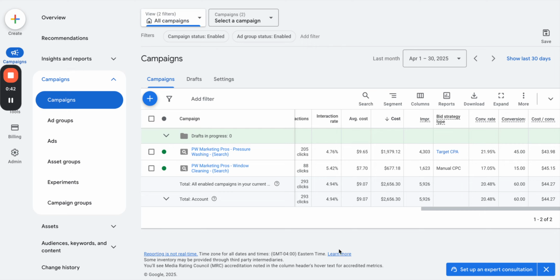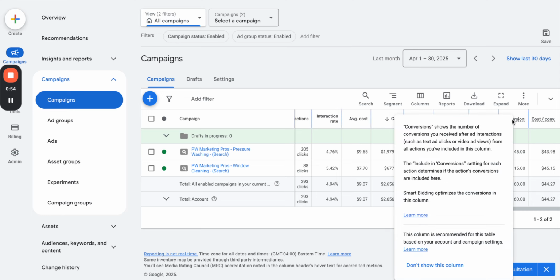Before I start showing these results, I want to go over some terminology, just for some of you guys that may be new to Google Ads, so you understand the results that I'm going over. One of the things I want to talk about is conversions. Conversions, guys, are essentially leads. This means phone calls or form submissions. That is what we consider leads here at Pressure Washing Marketing Pros for our Google Ads campaigns.